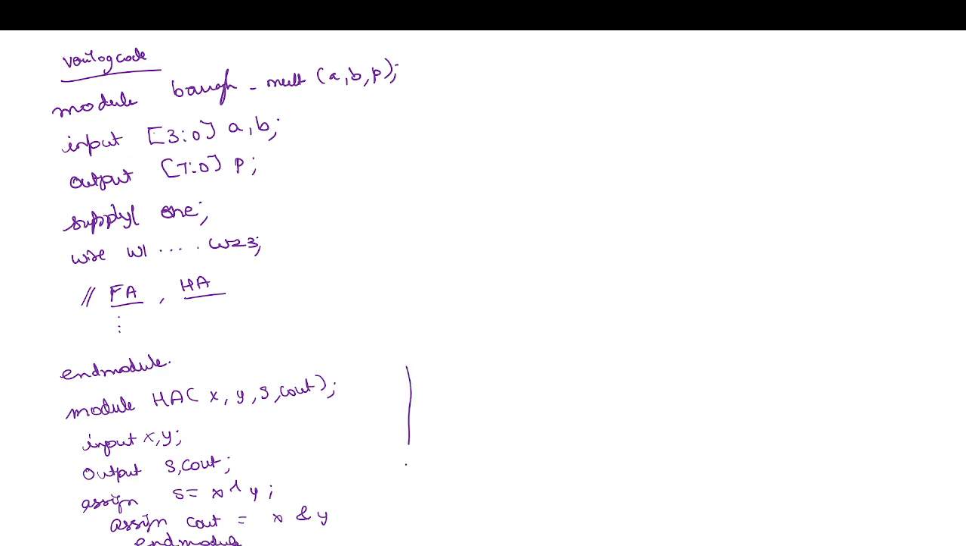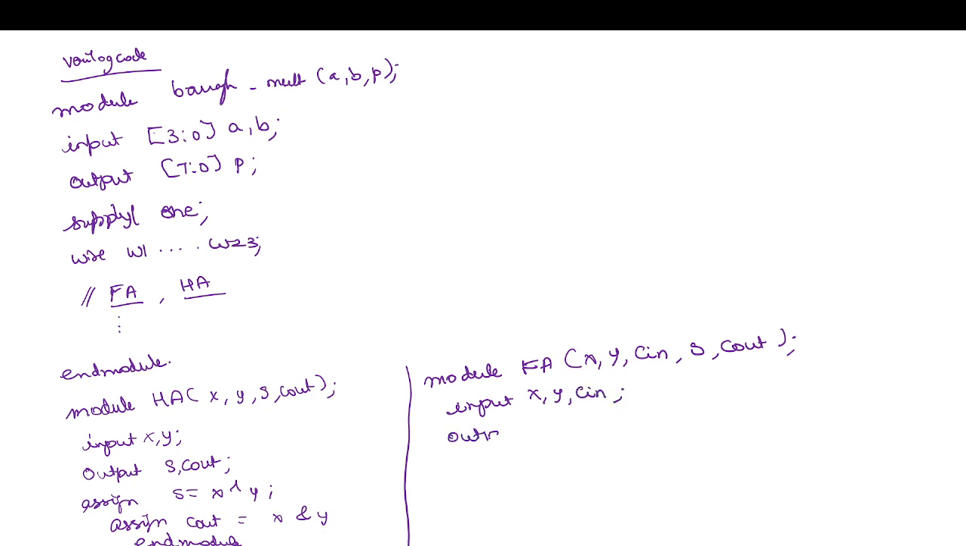The same way, module full adder X, Y, C, S, C out. Outputs are S and C out. Assign S is equal to X XOR Y XOR C, assign C out.